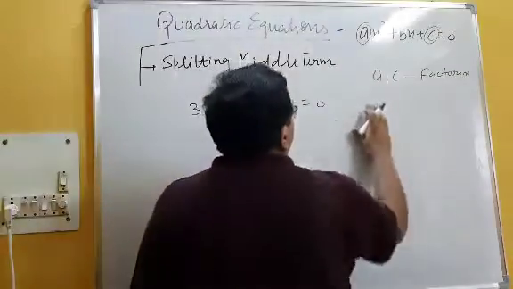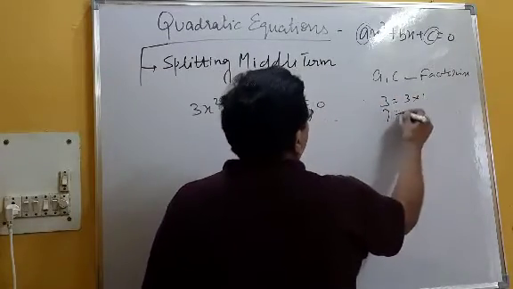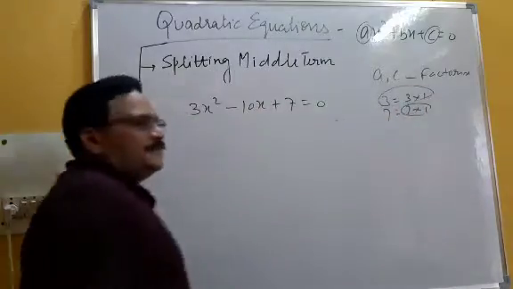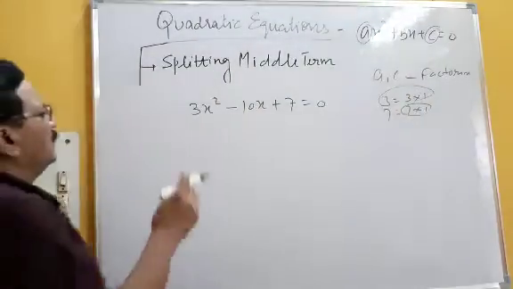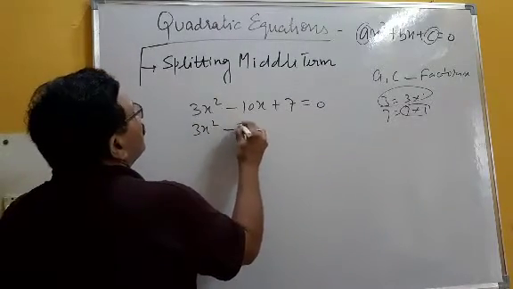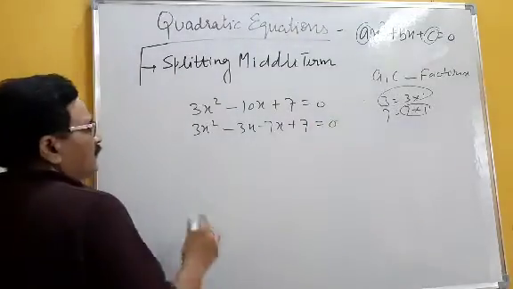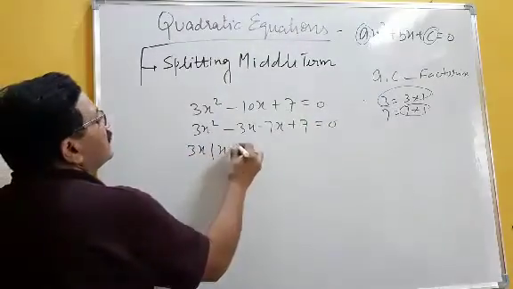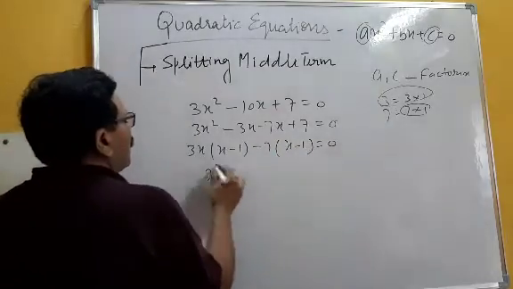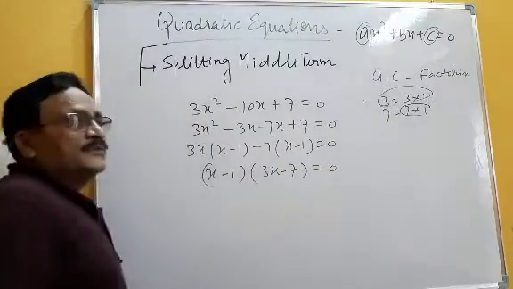For example, the simplest example I am taking. The first, 3: its factorization is 3 into 1. We can take 7 as 7 into 1. So 7 plus 3 equals 10. Now 3x square, you are splitting this: 3x square plus 3x plus 7x plus 7 equal to 0. Now 3x, x plus 1, plus 7 common, x plus 1, equal to 0. So x plus 1 into 3x plus 7 equal to 0.